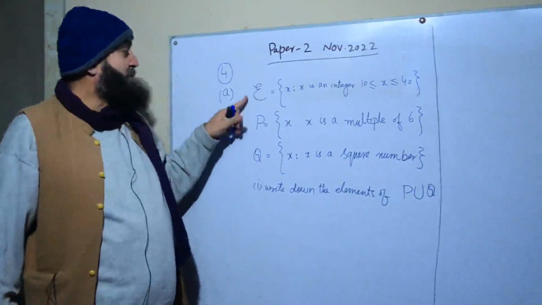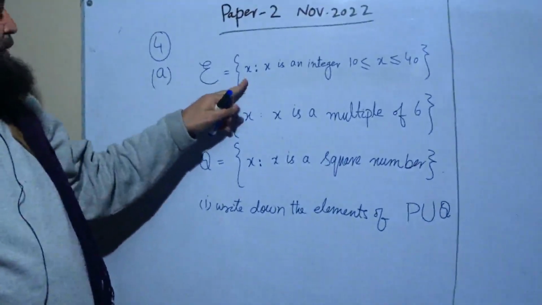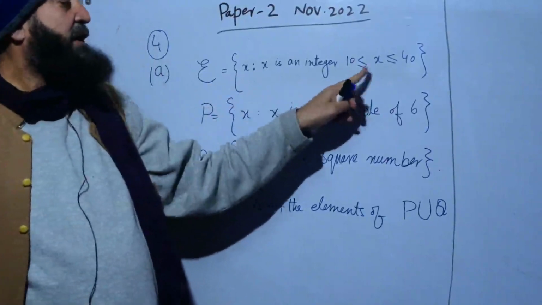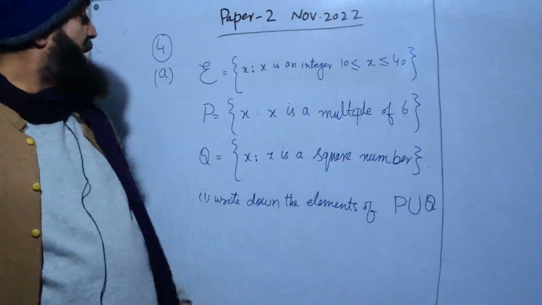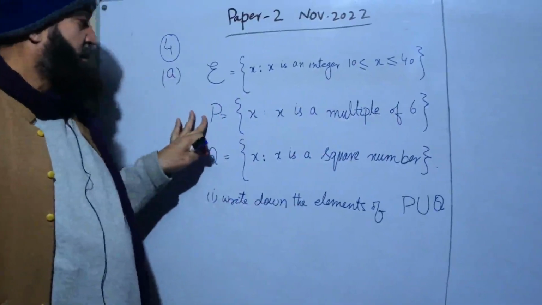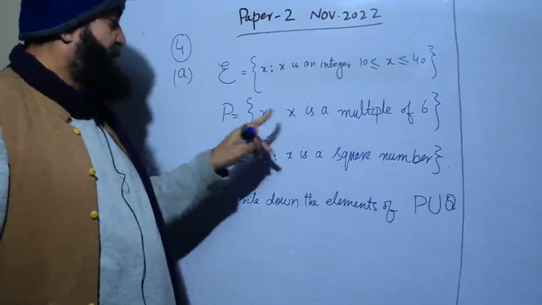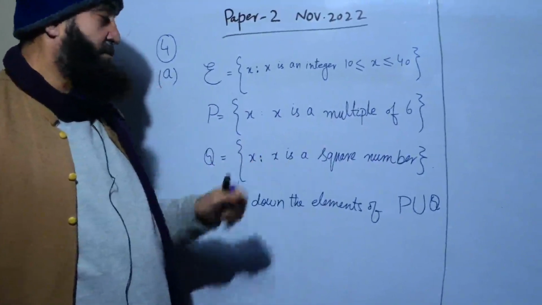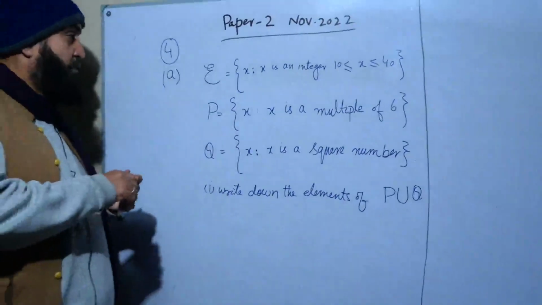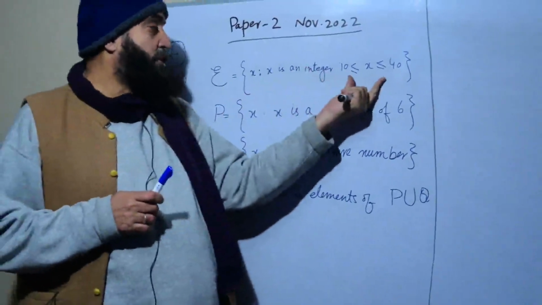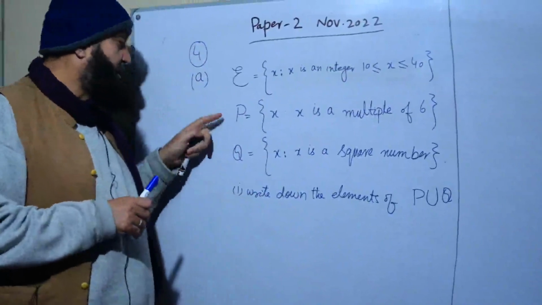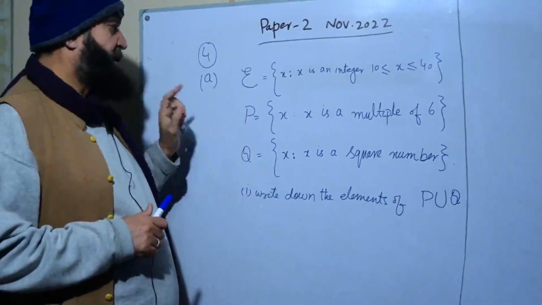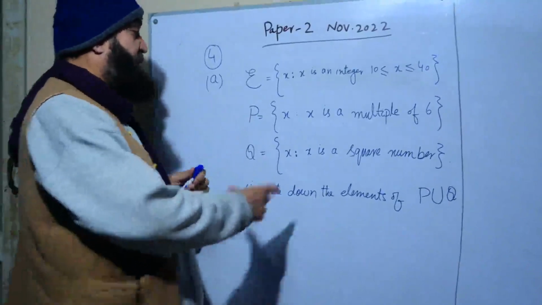The given universal set is X, such that X is an integer between 10 and 40, and P is another set which contains the multiples of 6. Q is a set which contains a square number. Because the universal set is between 10 and 40, the elements of P and Q will also be between 10 and 40, which satisfy these conditions.